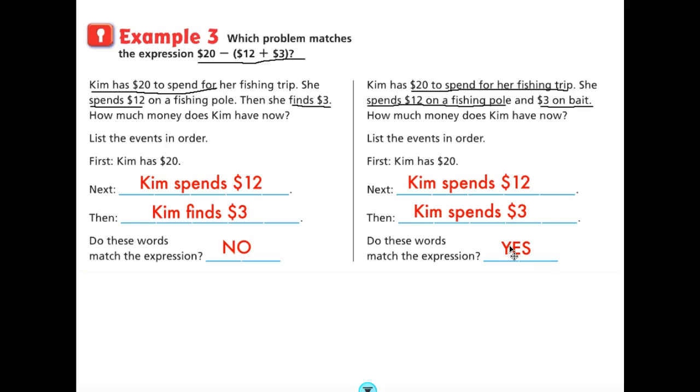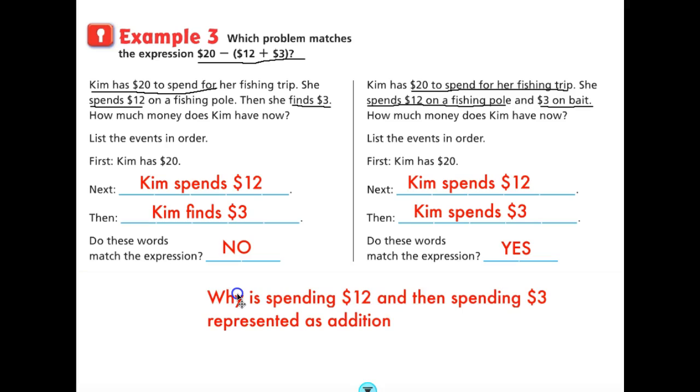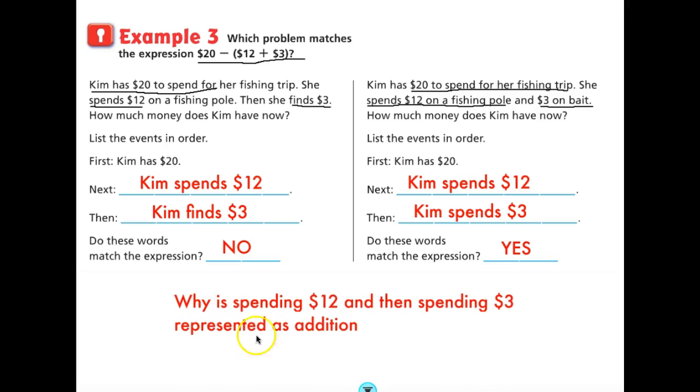So I want you to pause the video really quick and I want you to discuss this question really quick. Why is spending $12 and then spending $3 represented as addition? So go ahead and pause the video and discuss the answer to that. So hopefully you had a discussion about why they're added, and the answer is because I'm subtracting both of these numbers from 20, so I would want to add them first and then subtract them from 20 so that I have the total amount that she has left over.